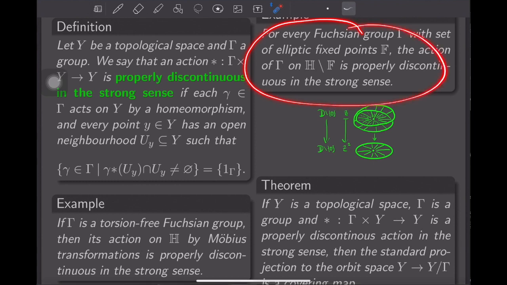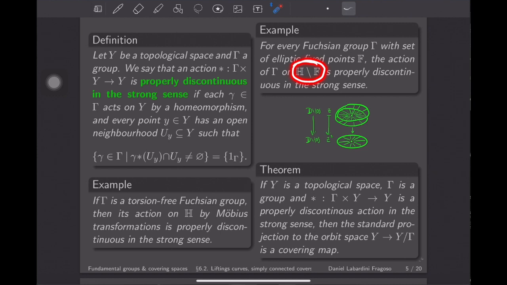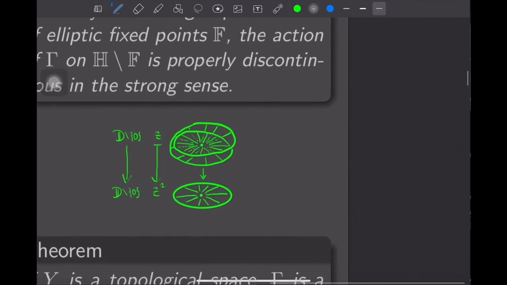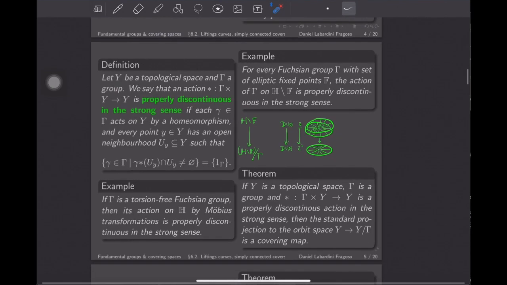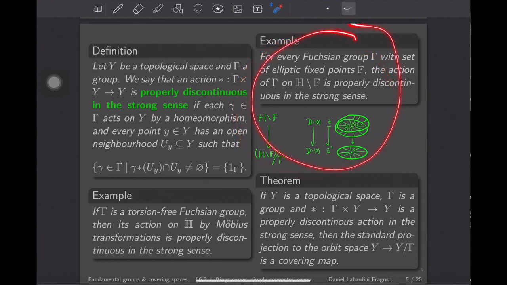So here in this previous example, what I have is that if I exclude the elliptic fixed points, then I have a covering map from this space to H minus F, the hyperbolic plane minus fixed points, modulo the action of gamma. Sorry, it would be from this space to H minus F modulo the action of gamma, and this is a covering map. So this example is somehow a more general version of this example where we start allowing some torsion.